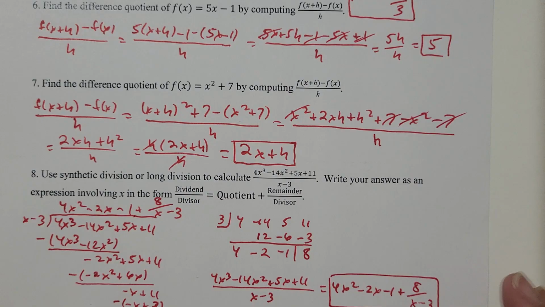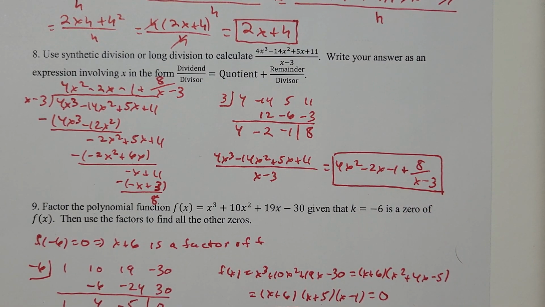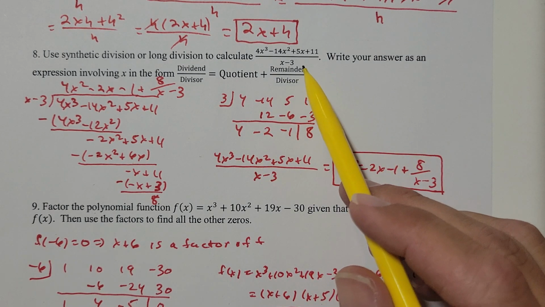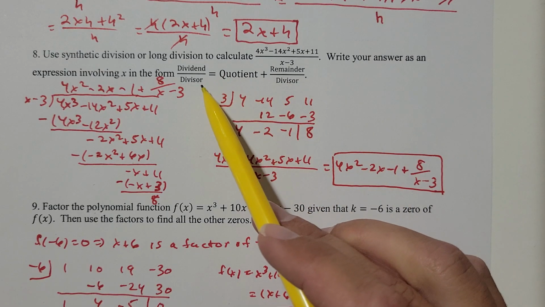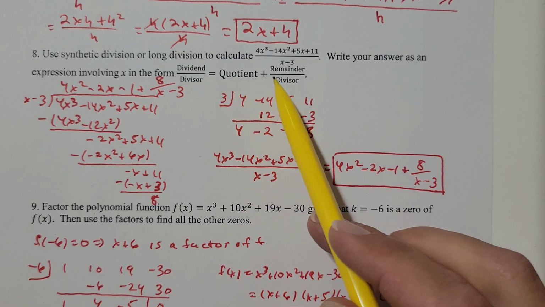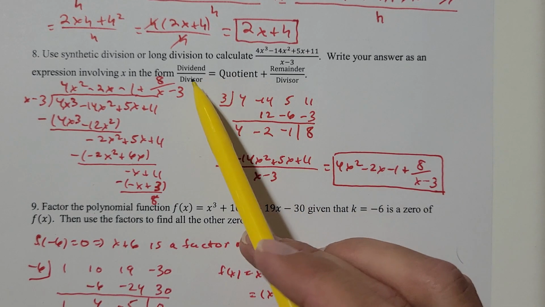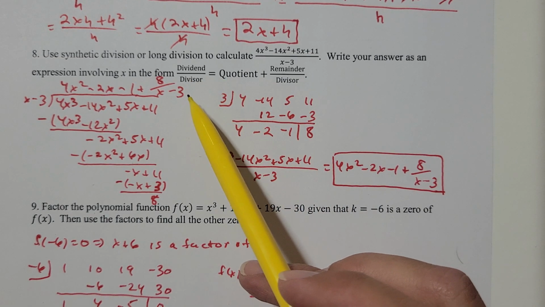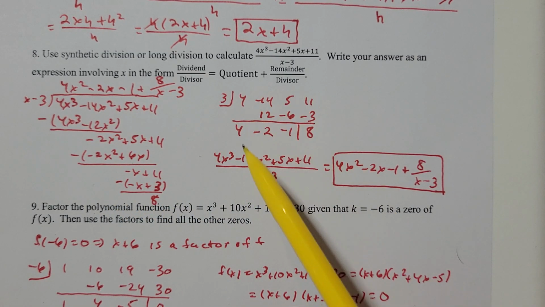Okay. Problem 8, we want to use synthetic division or long division to compute this division problem. And you're going to write your answer in the form dividend over divisor equals the quotient plus the remainder over the divisor. Okay, I've shown this two different ways. So here's the long division process, and here's using synthetic division.